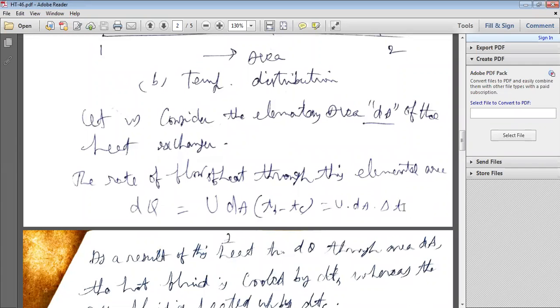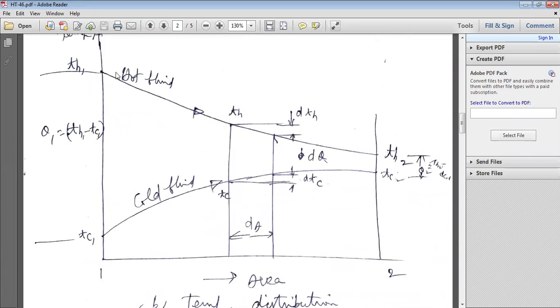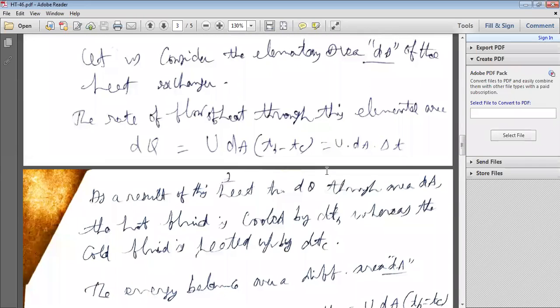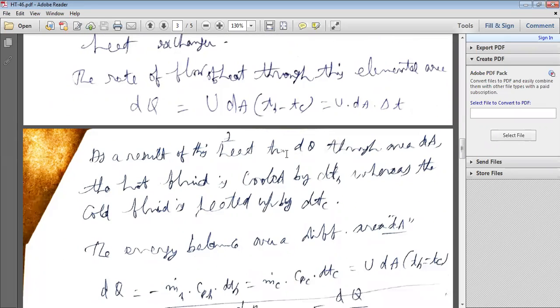But this TH minus TC, here there is a big difference. The temperature difference is decreasing, further decreasing. That's why it is not uniform. For that purpose you have to calculate the average value of this temperature difference. This average value, with respect to heat exchangers, is termed log mean temperature difference. For that, we have to derive the LMTD for the parallel flow heat exchanger.